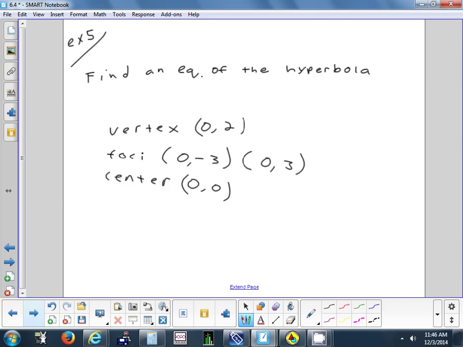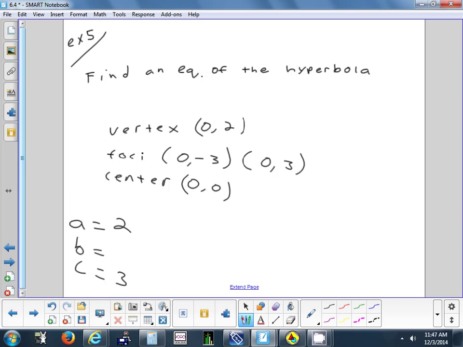Okay, let's do one more like this, and then let's go to the ones where it's actually going to be shifted. Okay, so find an equation for the hyperbola. What do you think the first thing we should think about finding is? Yep, a, b, and c. Anybody see what a is going to be? Yep, distance between the center and the vertex is 2. b, we're going to have to come back and do that. How about c? 3.